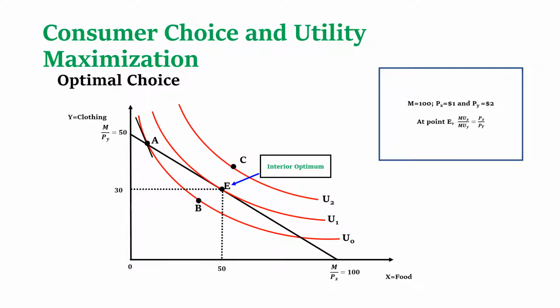Similarly, if we look at this other point down here, the slope of the budget line is also not equal to the slope of the indifference curve, right? So as a matter of fact, the only point where the consumer can be is point E, and that is referred to as its interior.